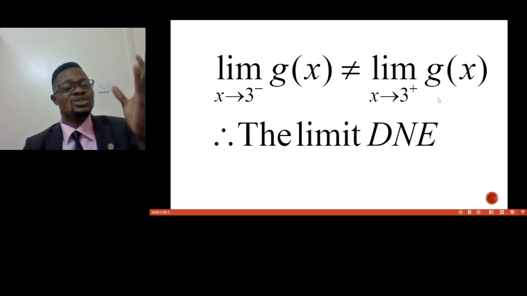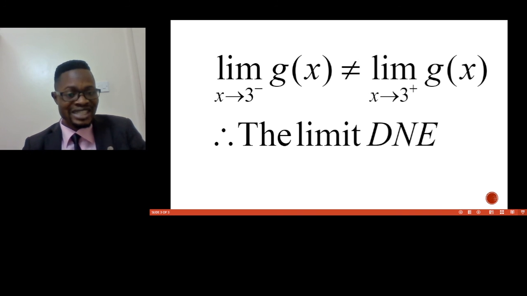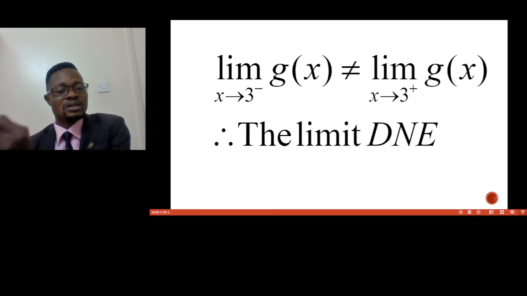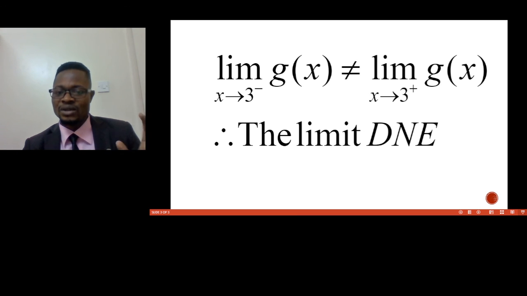But now you have concluded it does not exist, but the limit tends to 3. So you have proven that the limit as x tends to 3 from the negative is 0, and the limit as x tends to 3 from the positive is 6. Even though the limit does not exist, the function will be continuous at 3.